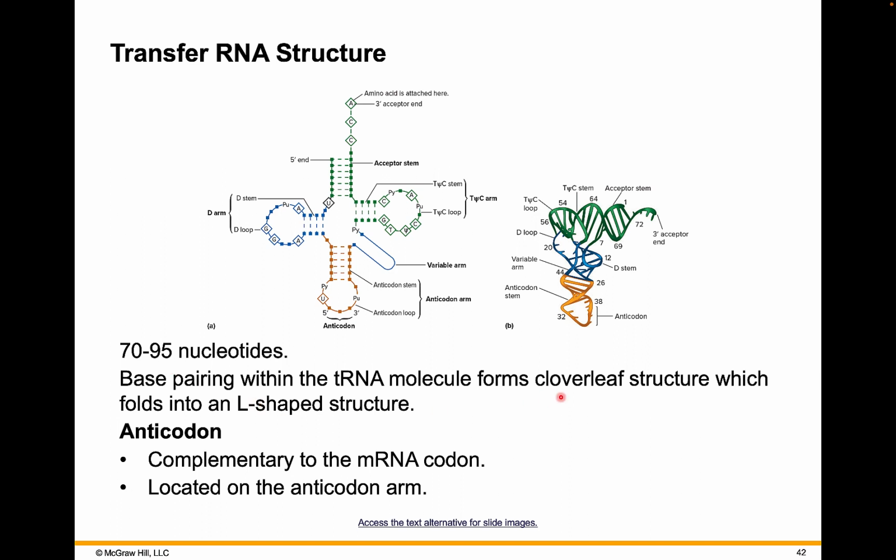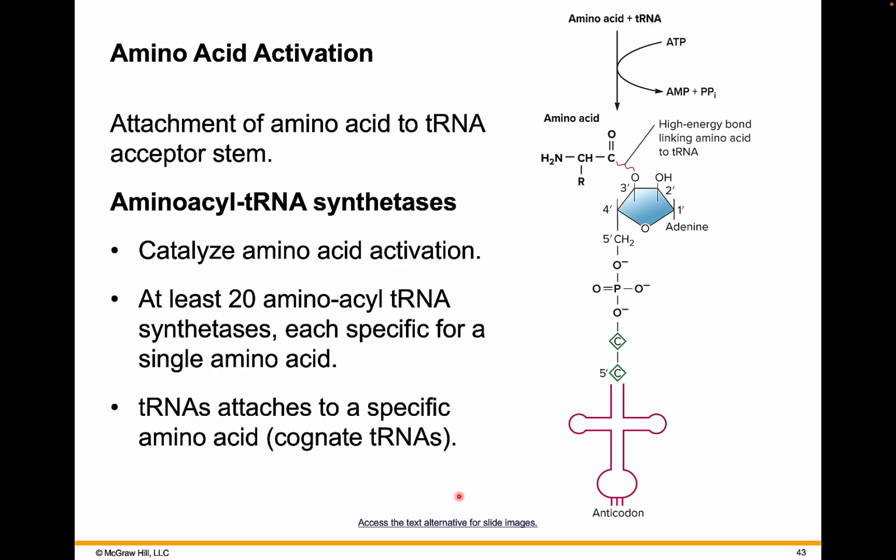We already talked about that. Base pairing within the tRNA molecule forms a cloverleaf structure, which folds into an L-shaped structure, and it's complementary to the mRNA codon located on the anticodon arm.